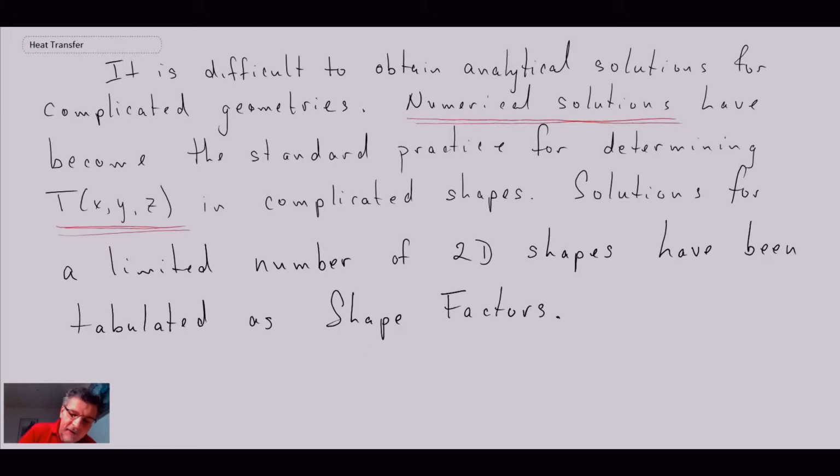So shape factors have been tabulated for a number of two-dimensional shapes that are too complex to use the heat diffusion equation to solve. And the nice thing about a shape factor is it gives us kind of a quick and dirty way of being able to calculate heat transfer from one object to another. So let's take a look at shape factors now.